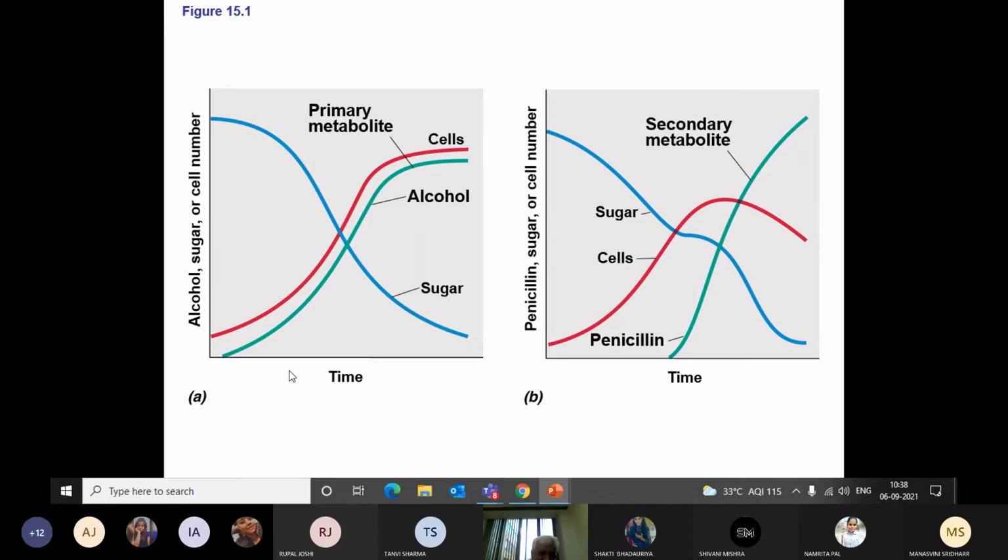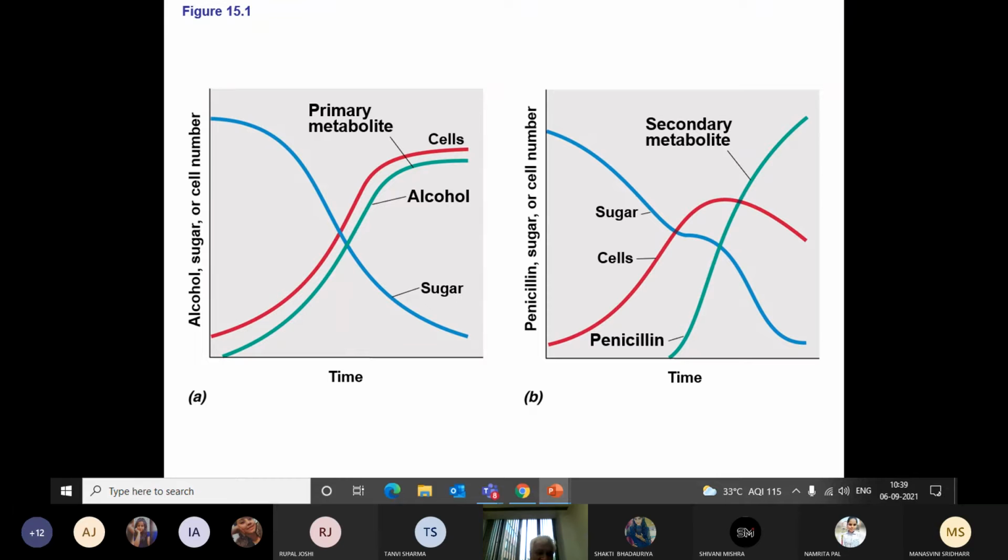So, I'll read this slide. It was A. If you see, primary metabolites is written as the title. And if you see, the x-axis is time. And the y-axis is alcohol, sugar, or cell number. See, the number of cells itself is a primary metabolite, correct? If you are talking about the yeast cells, then they themselves are primary metabolites.